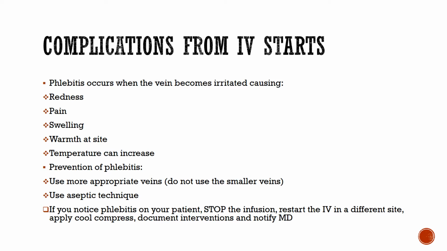Phlebitis occurs when the vein becomes irritated, causing redness, pain, swelling, warmth at the site. The patient's temperature can increase. Prevention of phlebitis would be to use a more appropriate vein. Do not use the smaller veins. If you notice on your patient that phlebitis has started, stop the infusion, apply a cold compress, document interventions, notify the MD, and you will want to restart the IV in a different site.